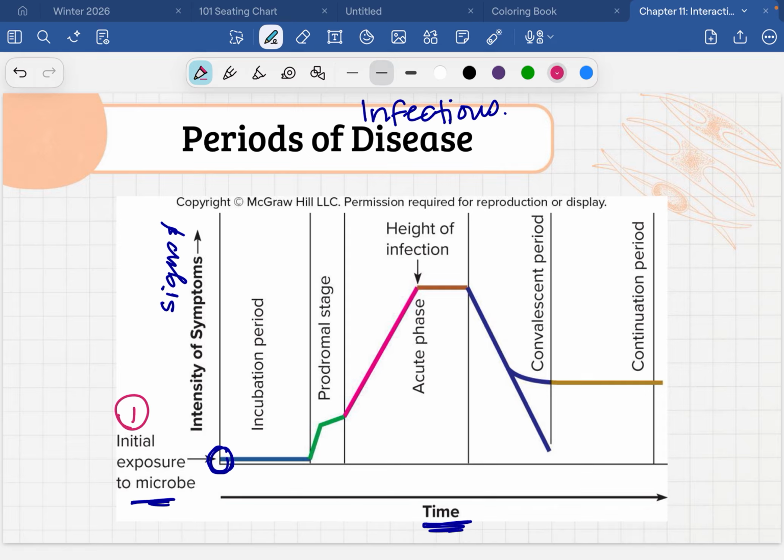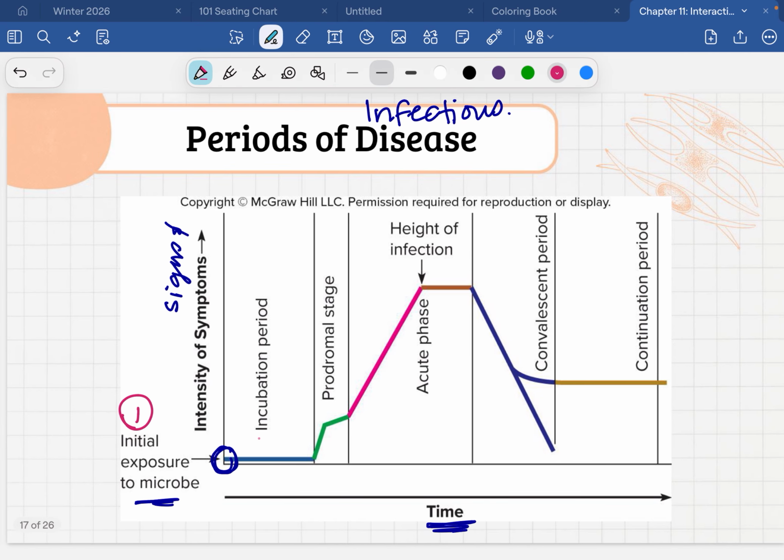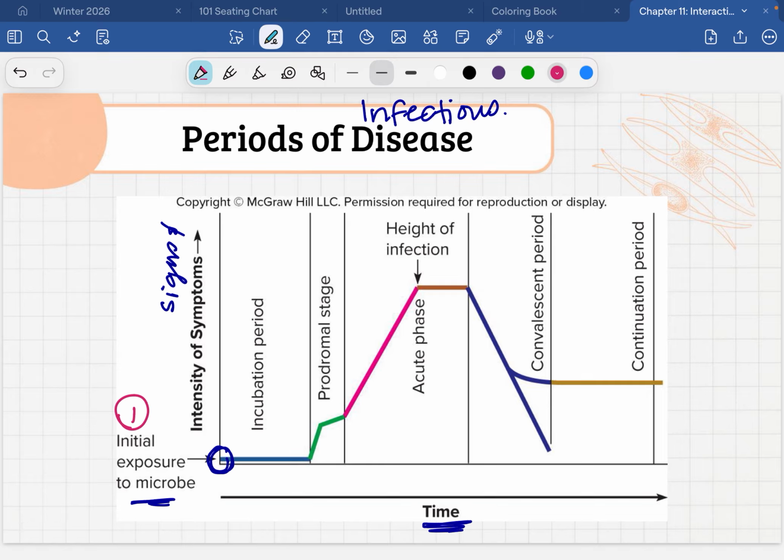Now this first stage, when we're talking about periods of disease, this is actually the first stage of the period of disease. And the first period is the incubation period. Now notice that during this incubation period, there are no signs and symptoms. So when we're looking at the intensity of signs and symptoms, this stays completely flat. This is the initial stage of an infection where the bacteria have not actually set up shop yet. They haven't gained access to the host enough in order to cause disease or any types of signs and symptoms.